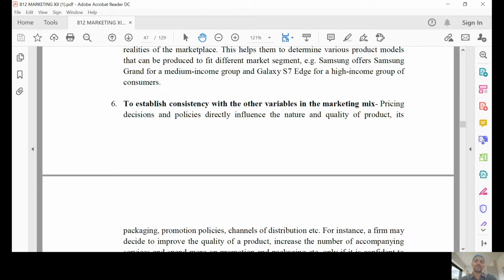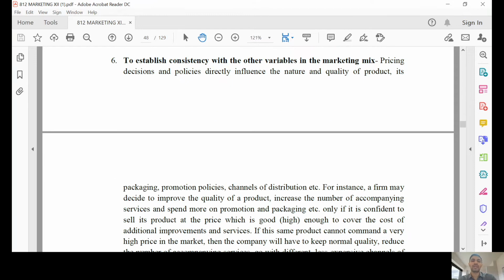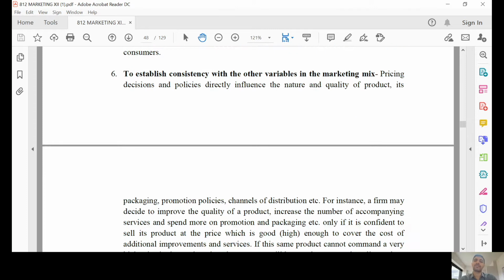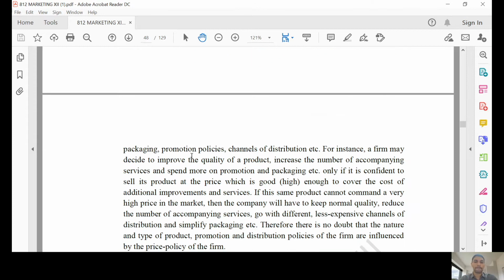And next one, to establish consistency with other variables in the marketing mix. So it is not only pricing that is important. The 4Ps are equally important. Product, price, place, and promotion are all equally important. There should be consistency between product, price, place, and promotion.